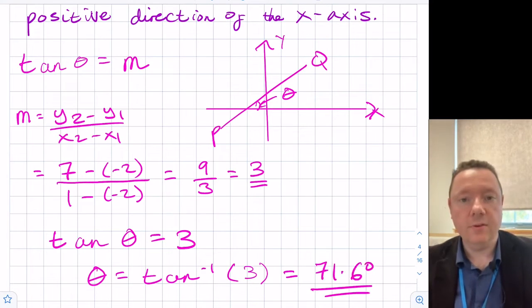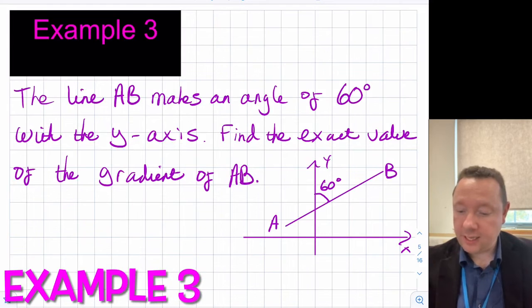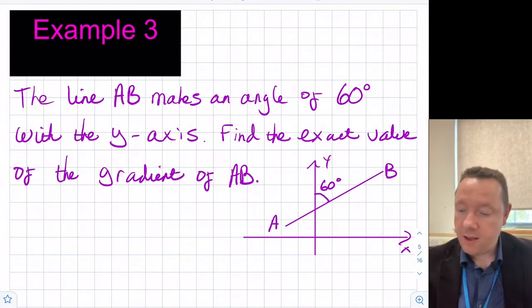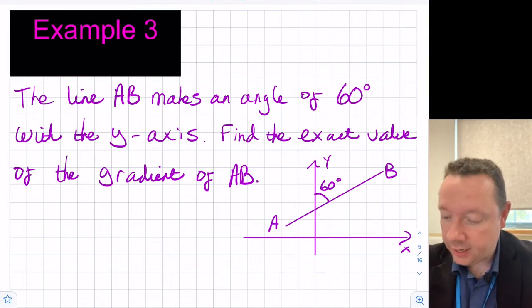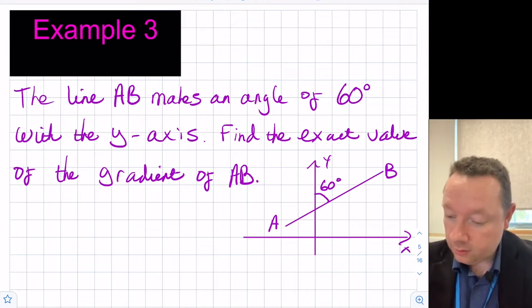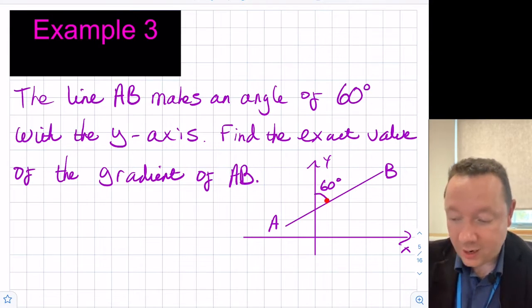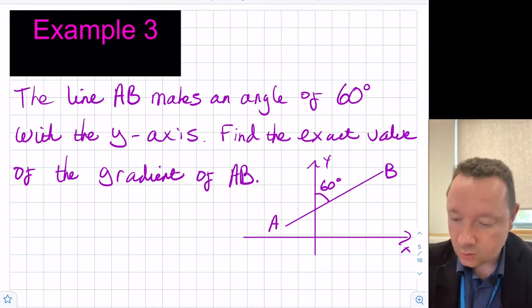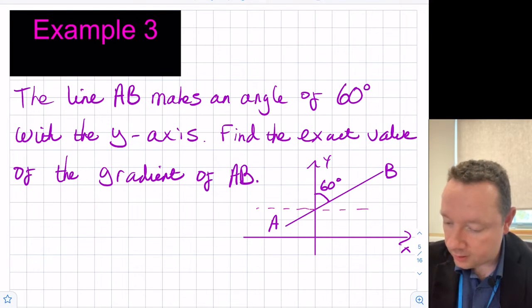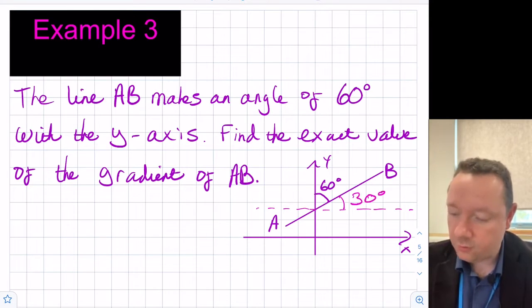Example 3 says the line AB makes an angle of 60 degrees with the y-axis. Find the exact value of the gradient of AB. So we've got a picture here again where the angle is with the y-axis. Now that's not the gradient. Remember, gradient uses the angle it makes with the x-axis. So I need to draw myself a little diagram here. If I draw a horizontal line, that's our theta in here. This angle is going to be 90 minus 60, that's going to be 30 degrees. We have to first work that out.